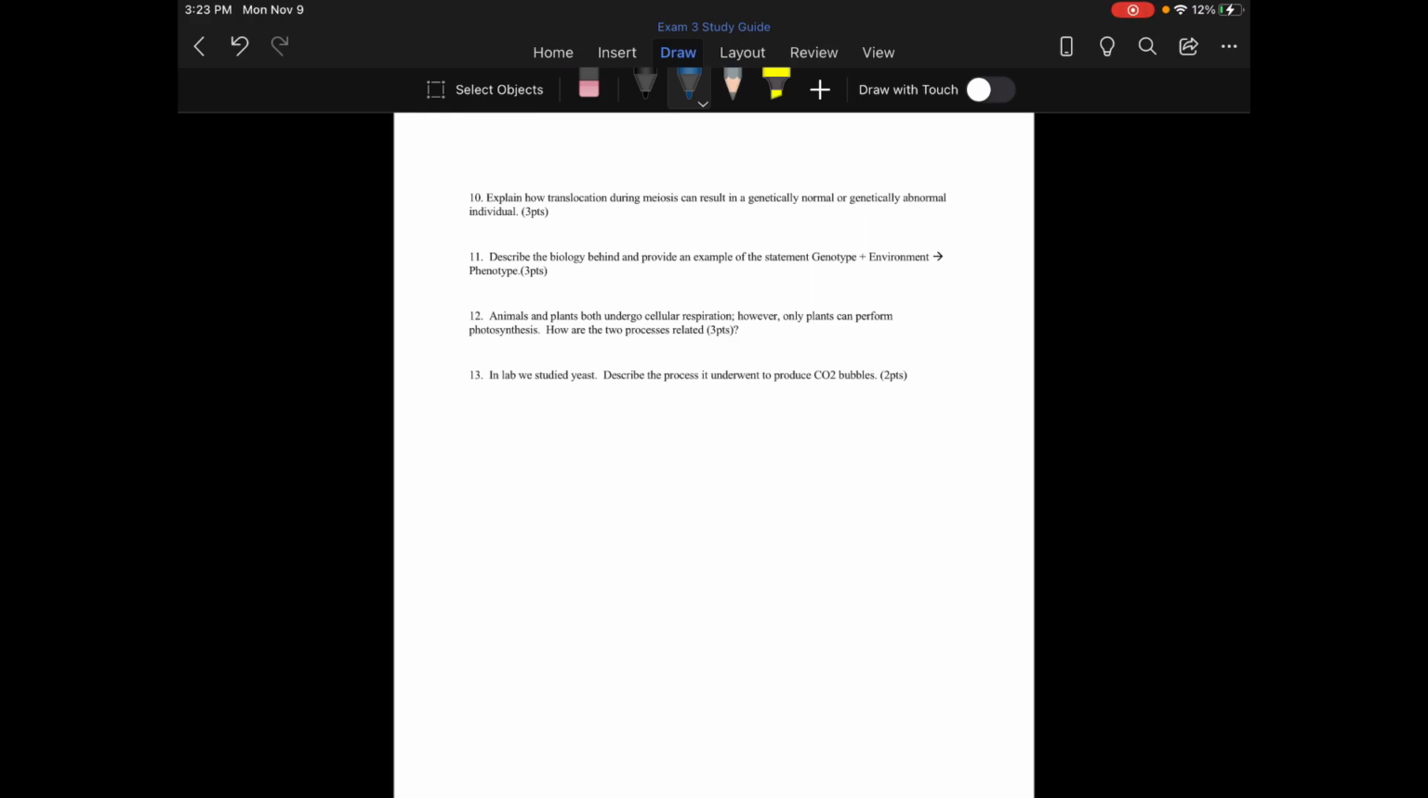Last question. In lab, we studied yeast. Describe the process it underwent to produce the carbon dioxide bubbles. So we made yeast make carbon dioxide because it went through anaerobic respiration called fermentation, and it made carbon dioxide and ethyl alcohol as a result of breaking down sugar without the presence of oxygen.